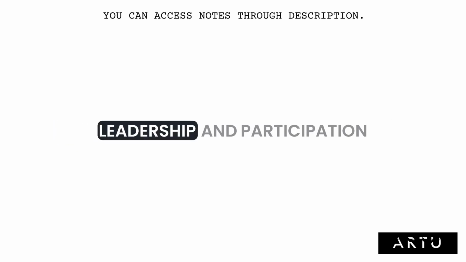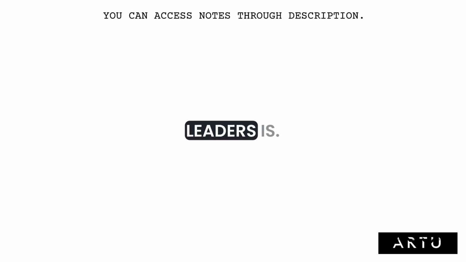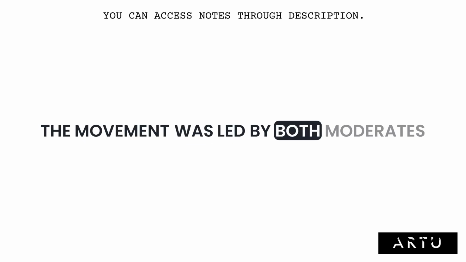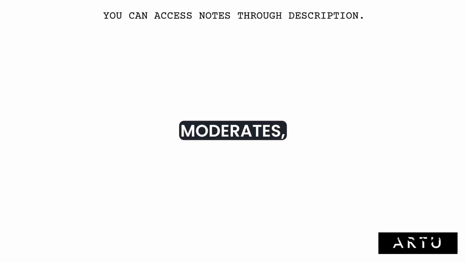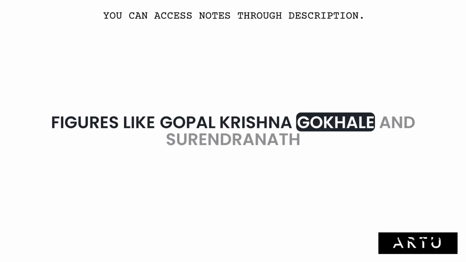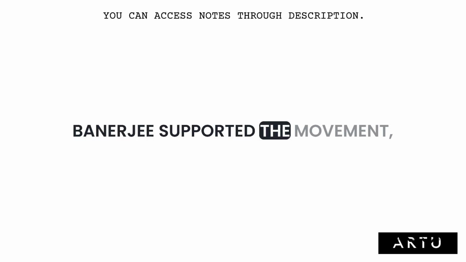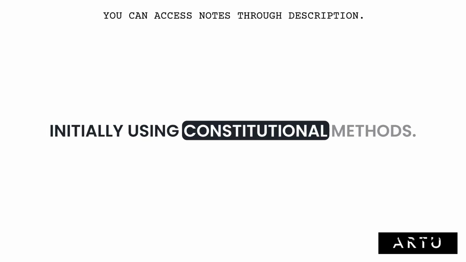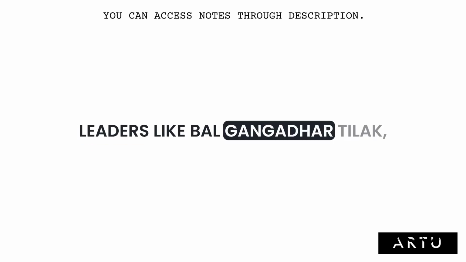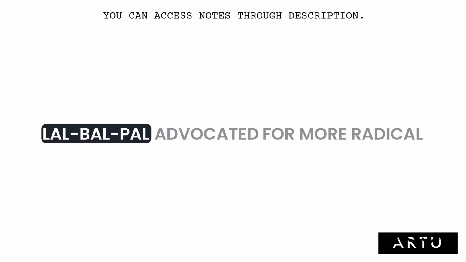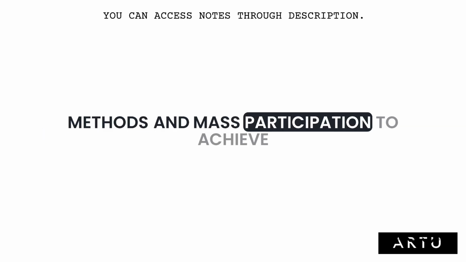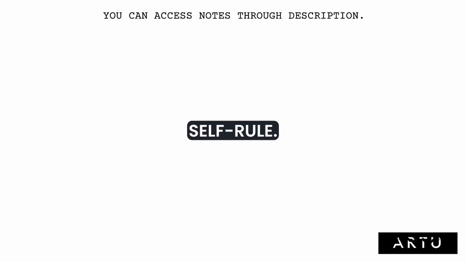Leadership and participation. Leaders. The movement was led by both moderates and extremists within the Indian National Congress. Moderates. Figures like Gopal Krishna Gokhale and Surendranath Banerjee supported the movement, initially using constitutional methods. Extremists. Leaders like Bal Gangadhar Tilak, Lala Lajpat Rai, and Bipin Chandra Pal, Lal Bal Pal, advocated for more radical methods and mass participation to achieve Swaraj, self-rule.